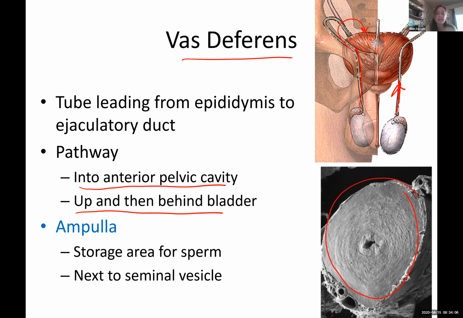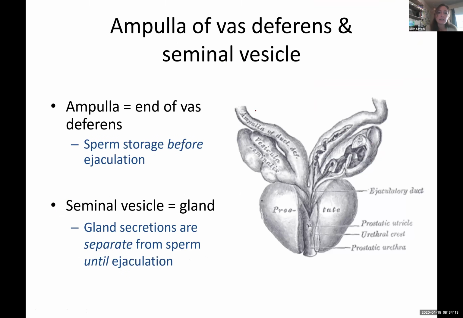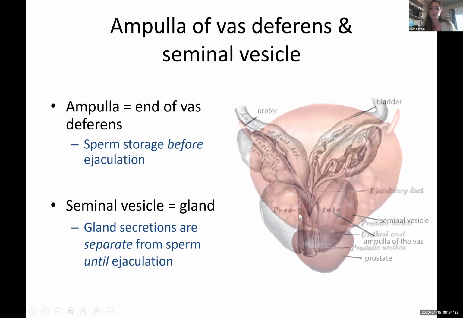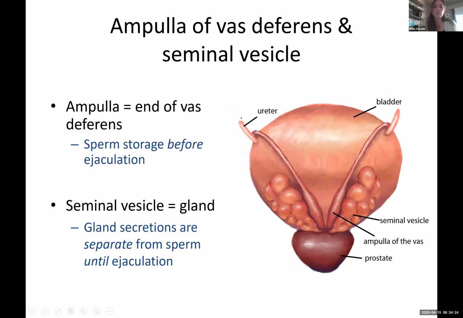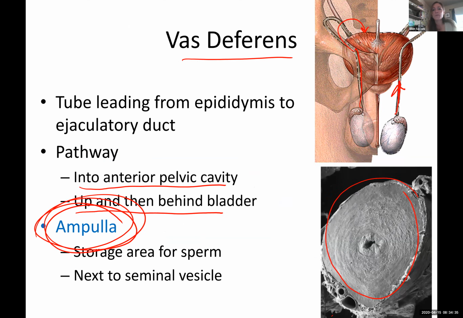And finally, the end of the vas deferens is known as the ampulla. So this here is the ampulla, and it is the end of the vas deferens. Let me see if I have another picture here. The ureters are bad in this one. This is the bladder, obviously, but this is the back side of the bladder, the posterior side.